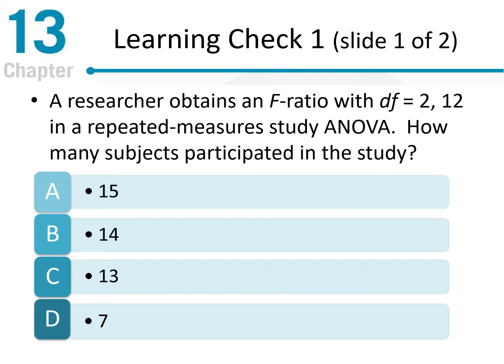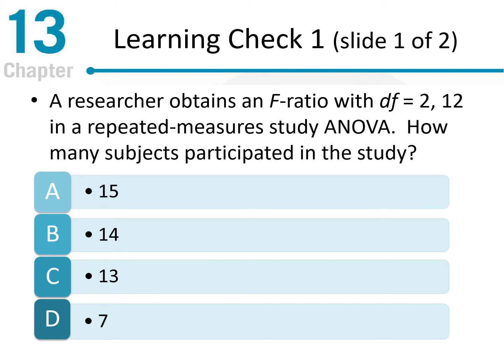So the degrees of freedom error, based on the equation I gave you a few slides ago, is equal to n minus k times n minus 1. So in this case, degrees of freedom error is 12, and it's equal to n minus k.